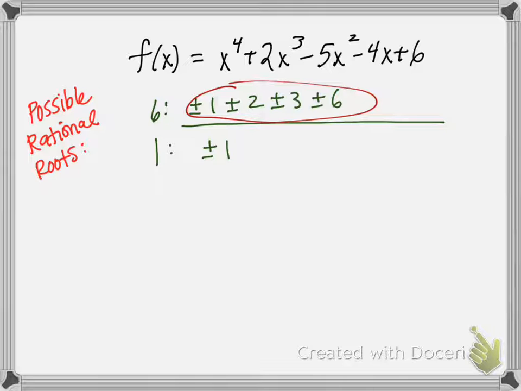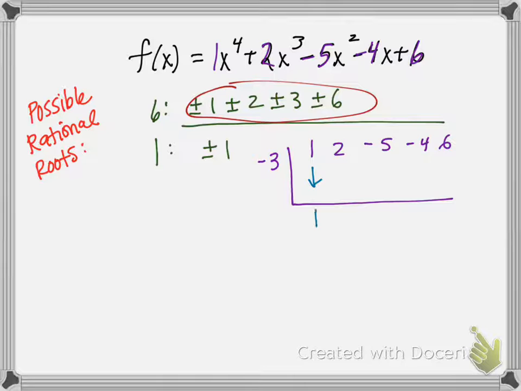For instance, let's check the following. I'm going to check -3. So my coefficients, again, 1, 2, -5, -4, and 6. So 1, 2, -5, -4, and 6. And let's see what happens when I check -3. Bring down your 1, multiply -3 times 1, which is -3, add 2 plus -3, which is -1.